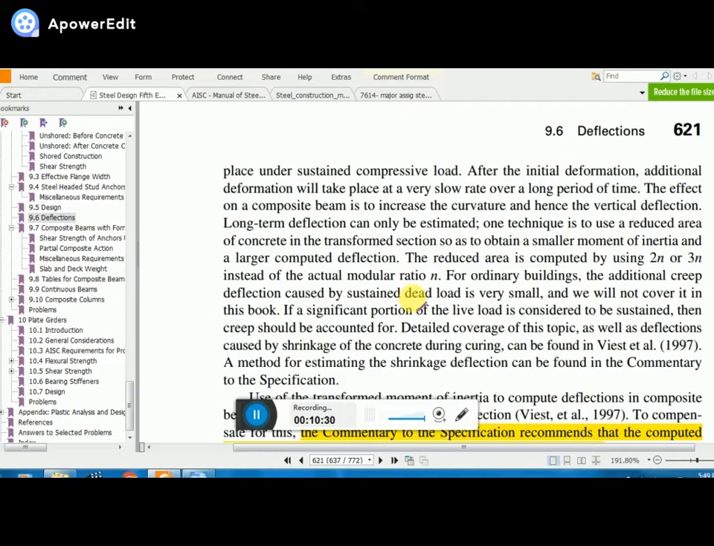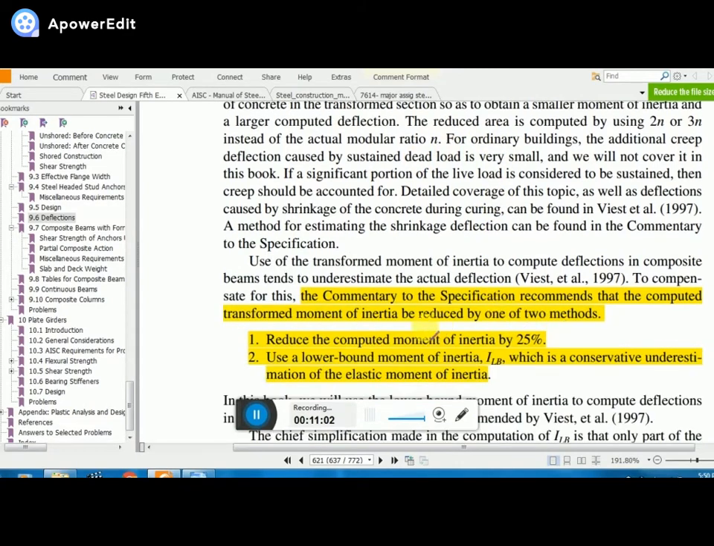So what we do is we use a reduced moment of inertia, the lower bound moment of inertia, because a larger moment of inertia causes underestimation of the deflection, giving us a smaller deflection value. To increase our deflection estimate, because we have to use a conservative approach, they also use a reduced area of concrete. Here you see, use of the transformed moment of inertia to compute the deflection in a composite beam tends to underestimate the actual deflection.